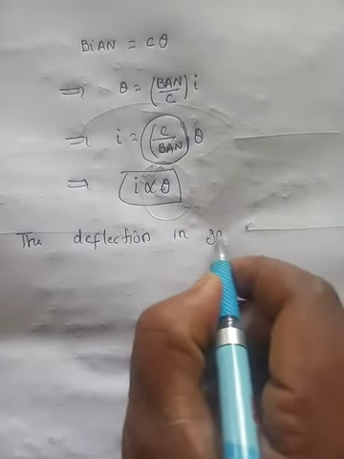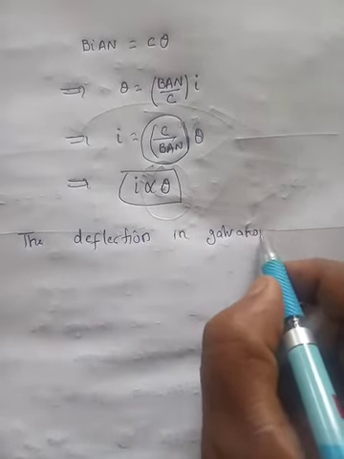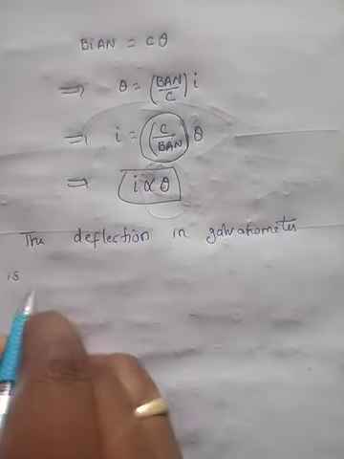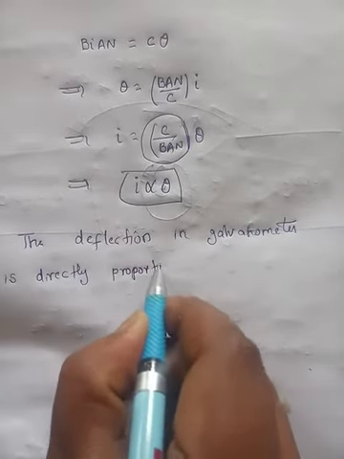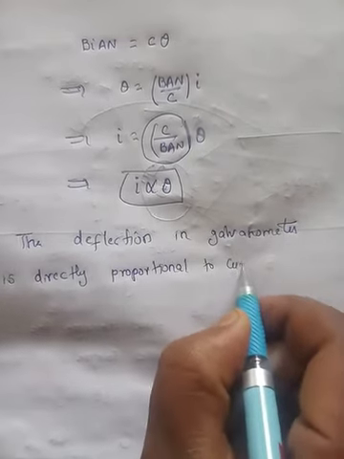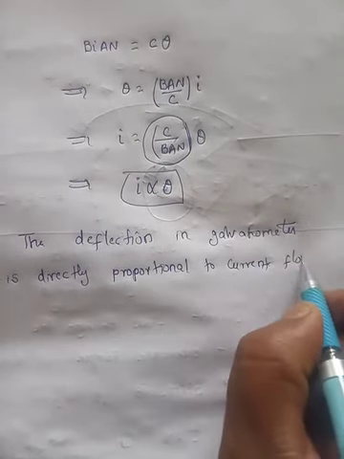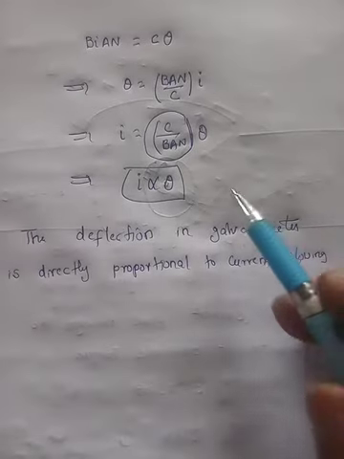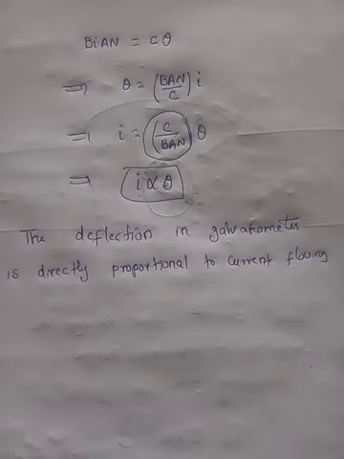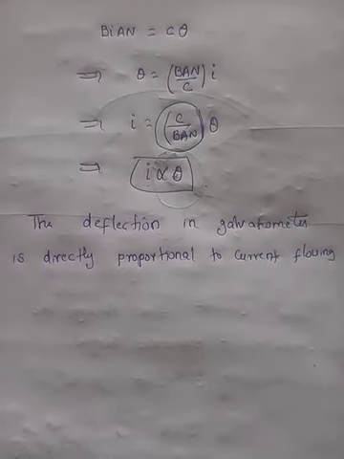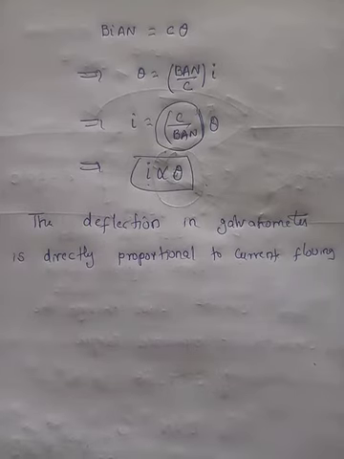So the deflection in the galvanometer is directly proportional to the current flowing. When a current carrying coil is placed in the magnetic field, it experiences torque, meaning it gets deflected. That deflection is directly proportional to the current flowing through the coil. So the main aim of this device is to detect the small current flowing in the coil. Understood? So this is the principle and working of the moving coil galvanometer. Okay, thank you.